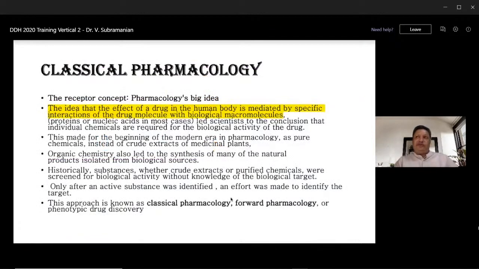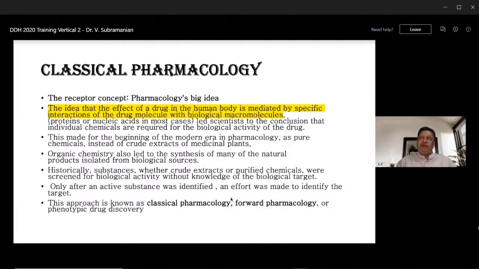Let's go a little bit into history. We will be discussing the classical pharmacology approach of drug discovery, or the forward approach of drug discovery. The concept of the receptor was pharmacology's big idea. Paul Ehrlich gave this idea that there is a receptor, a macromolecule with which the molecules or drugs interact and then produce a biological effect. So this idea is that the effect of a drug on the human body is mediated by specific interactions of a drug molecule with biological macromolecules, which may be proteins and nucleic acids in most cases.